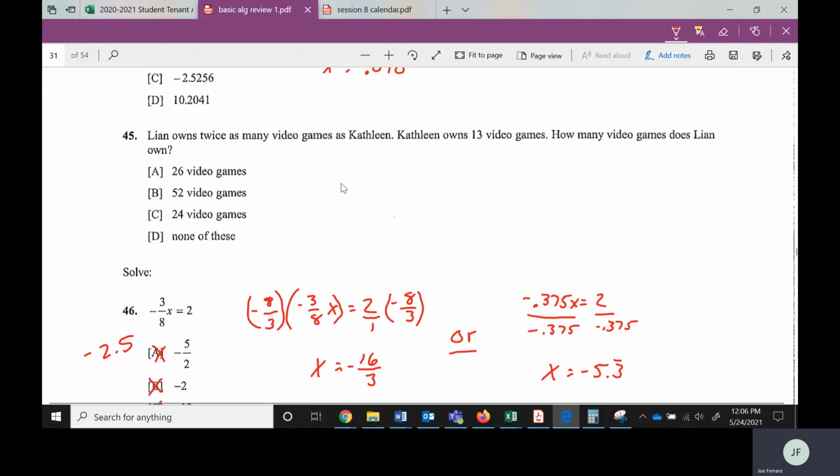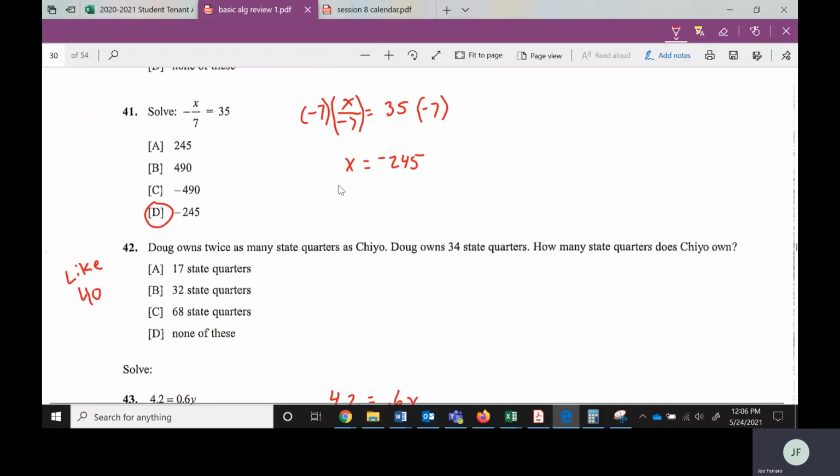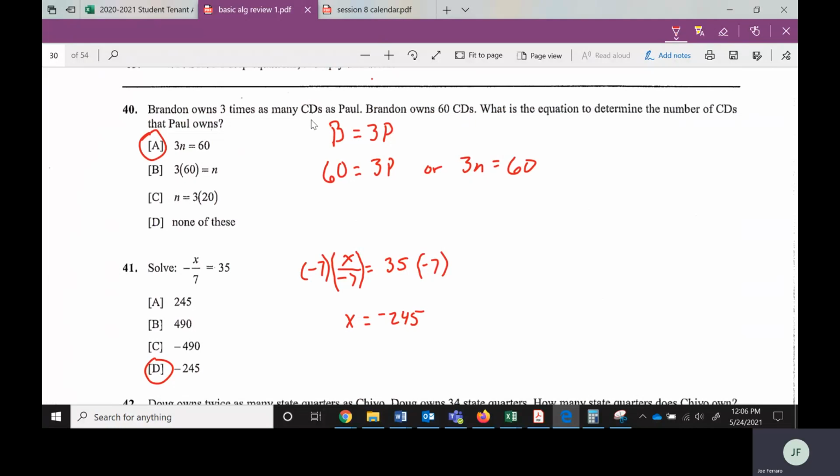Next page, we're going to look at 45. This one looks very similar, but it is a little bit different. Okay, so in this one, in both 40 and 42, they give you a sentence and then they tell you what that first person has.